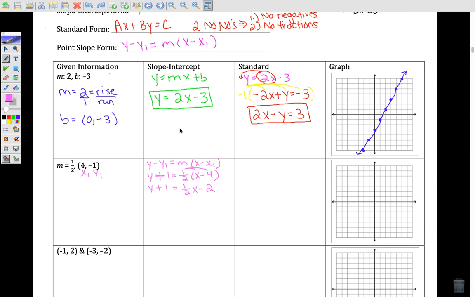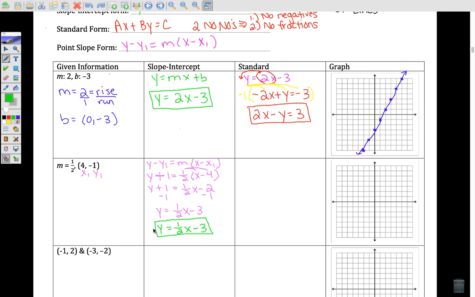And then what I have to do is subtract 1 from both sides. So minus 1, minus 1. And what you end up getting is y equals 1/2 x minus 3. Okay, so that's my equation, and I'm going to rewrite that in my green just so I can see here that this is in my slope-intercept form, because that's the column that we're in, is slope-intercept form.